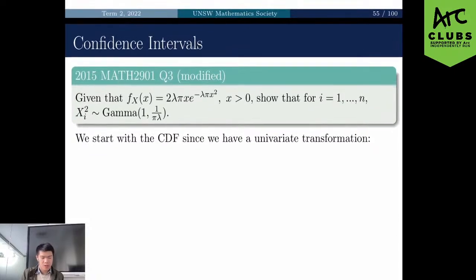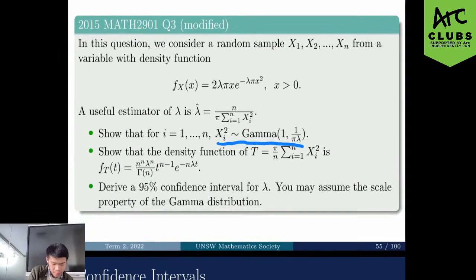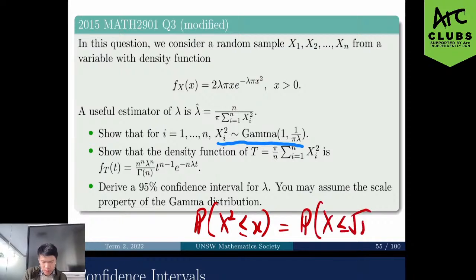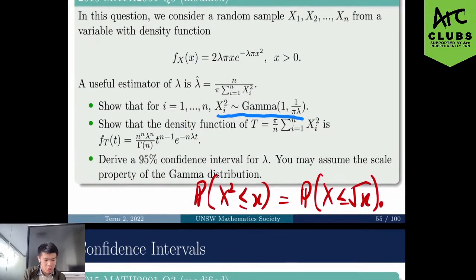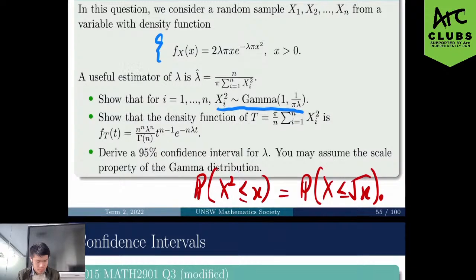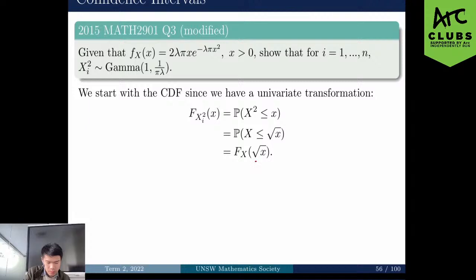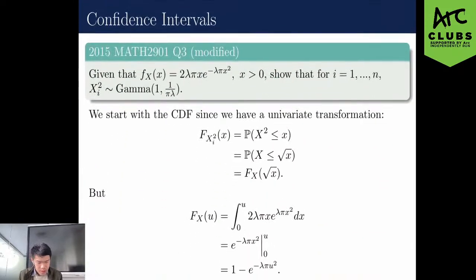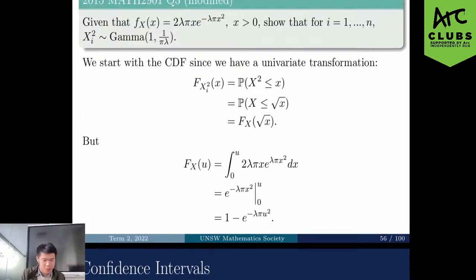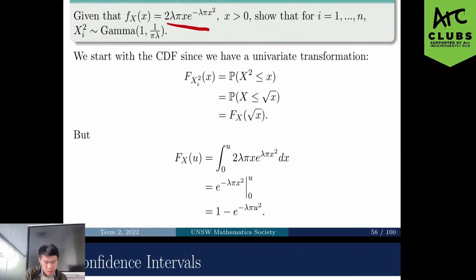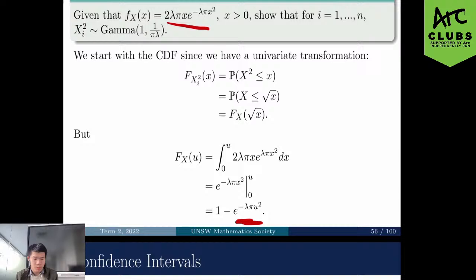But basically we start with the CDF, because if you start with the CDF, you can find the probability that X squared is less than or equal to x, and reduce that to something in terms of x. Once you've gotten that, you can basically just use the CDF of your density function here. So it becomes F_X of root x. Then all you have to do is evaluate the CDF by integrating the PDF, and you get 1 minus e to the minus lambda pi x.